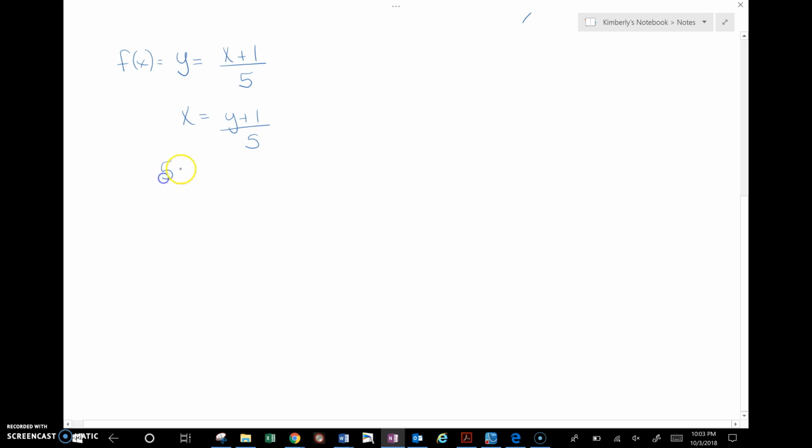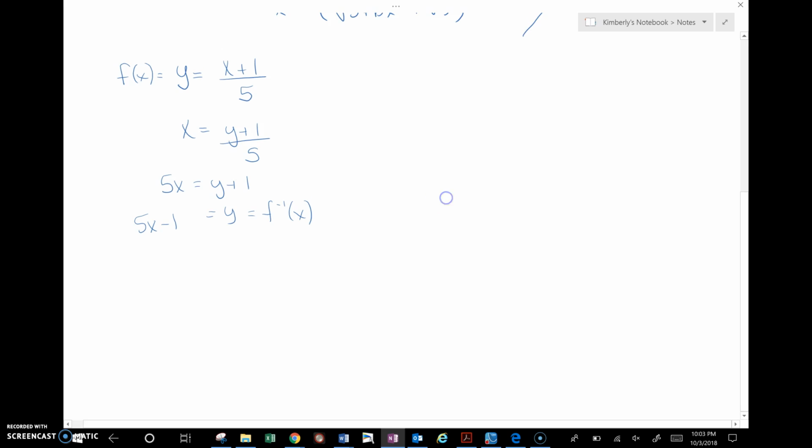Then solve for y. So 5x equals y plus 1. y equals 5x minus 1. And that is the inverse function. And you might be thinking, what the heck does this have to do with calculus? Well, it's basically you're going to do the opposite operations in the reverse order.